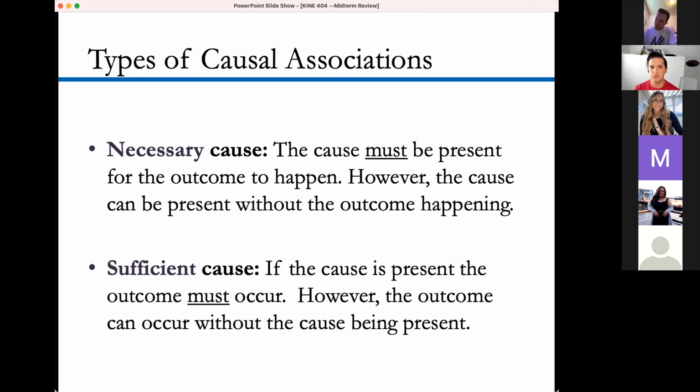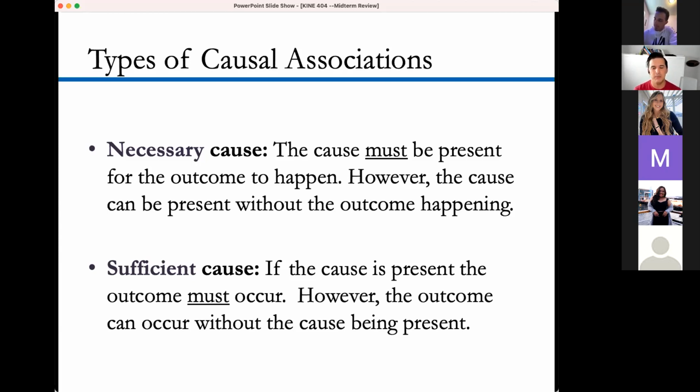So necessary means that in order for the disease to happen, the cause must be present, that determinant must be present, but there could be other causes of that disease as well. Sufficient means that if that particular determinant or cause is present, the disease is going to happen. But it's possible that there are other things that can lead to that disease too. So we can break down this necessary and sufficient into 4 different causal relationships.